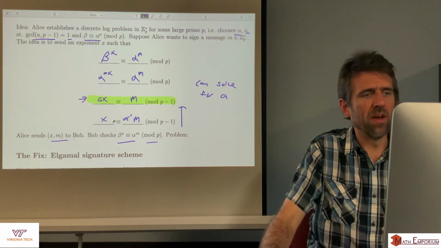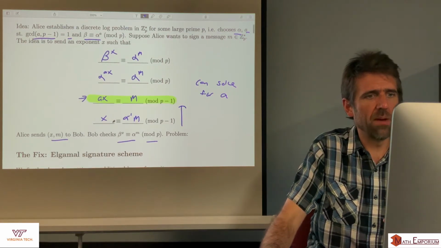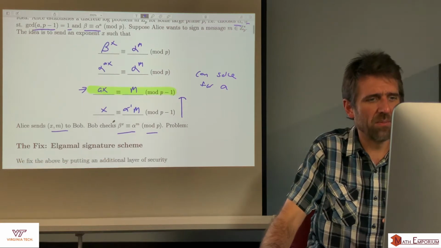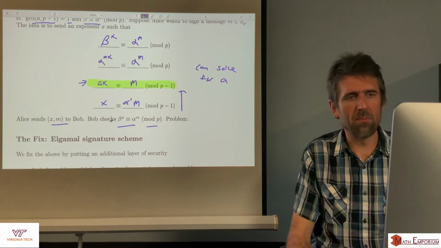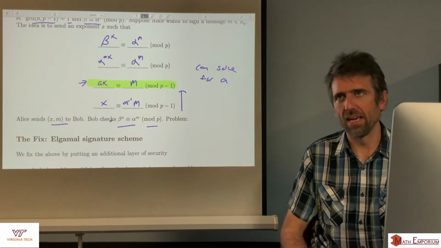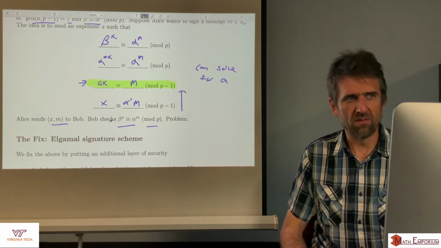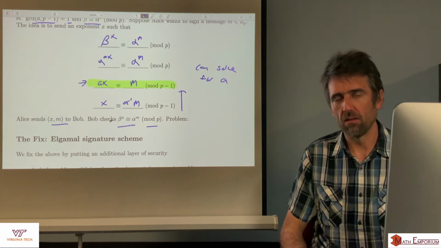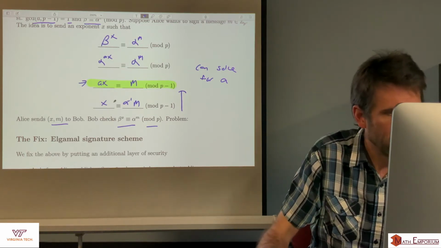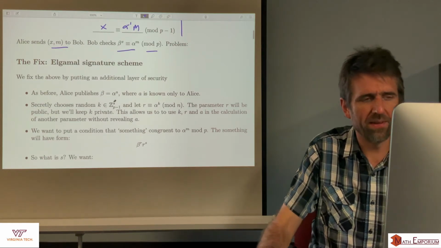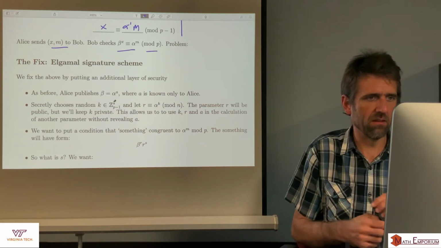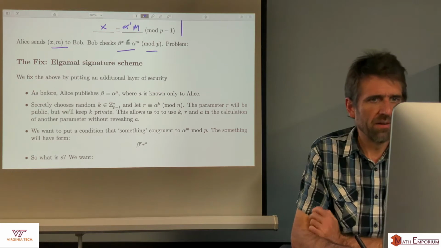All right, so the next signature scheme that we're going to look at may appear a little bit complicated, but the reason for this complication is basically we have to do something to get around the problem that we saw with our naive attempted implementation. The fix is what's known as the ElGamal signature scheme. Basically we're going to put an additional layer of security here.